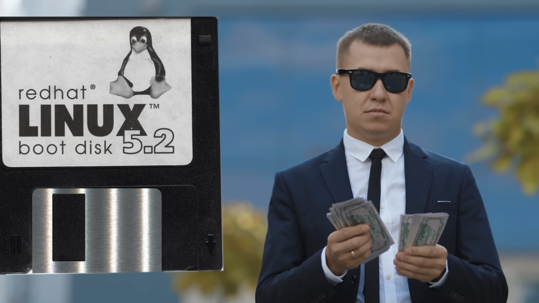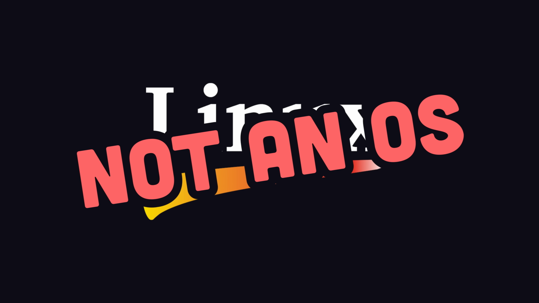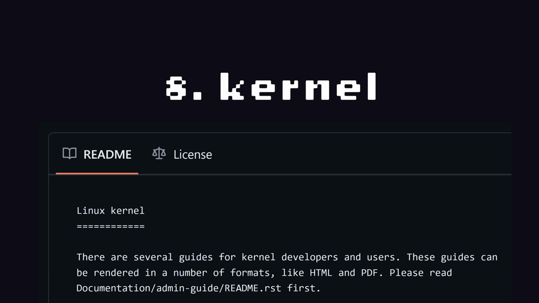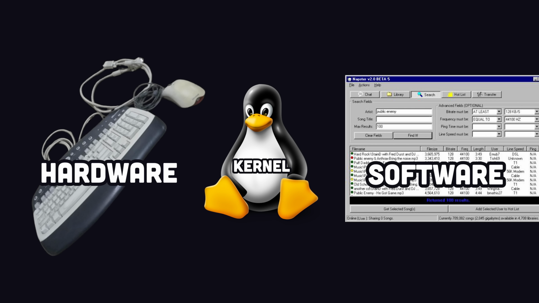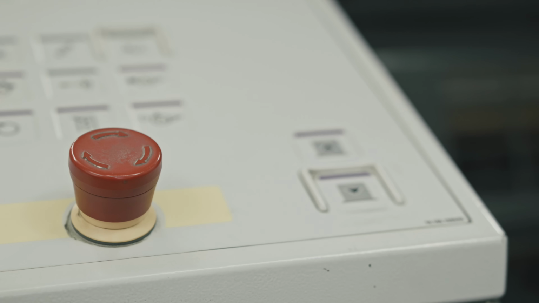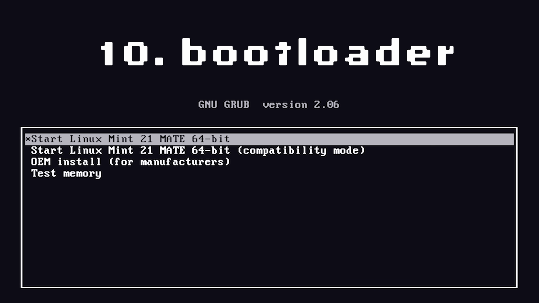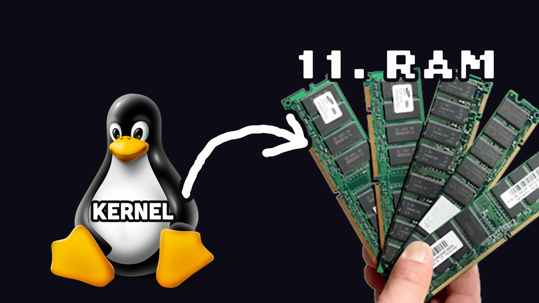Now, what I'm referring to as Linux is in fact not an operating system, but rather an operating system kernel. It's written in the C programming language and is the black magic that sits between your software applications and the hardware. When you hit the power button on your computer, the bootloader, which is usually grub, will load the Linux kernel into random access memory.